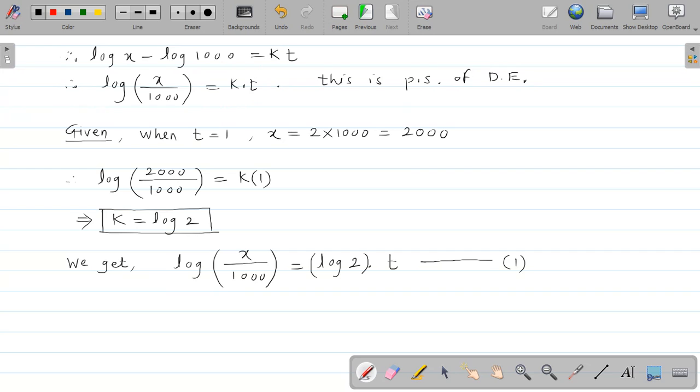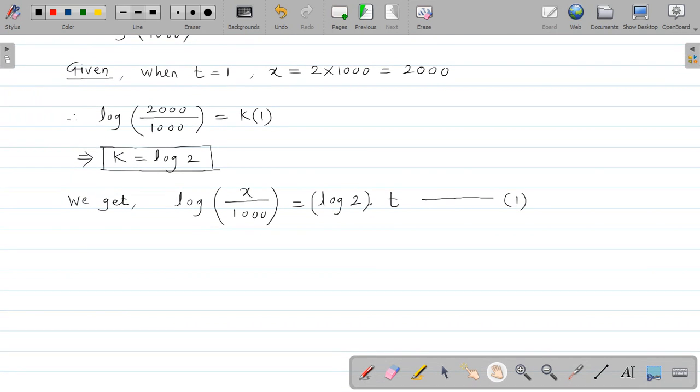So first of all we form the differential equation by using the given condition, then we use the variable separable method to get the general solution of the differential equation. As you get the general solution, use the initial condition by which you will get the value of c, and after getting the value of c you will get the particular solution of the differential equation. And then using the given condition, that is when t is equal to 1, x is equal to 2000, we get the value of k, that is equal to log 2, and hence the final equation after getting the value of k and c, we get log of x upon 1000 is equal to log 2 into t, and this is equation number 1.